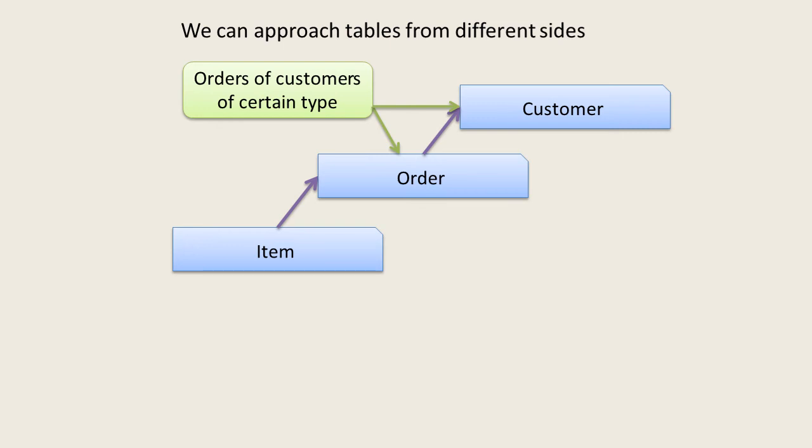Or for example, we need orders of customers of a certain type. For example, we have business customers and we have customers who are private individuals, and we need, let's say, orders of only business customers. In this case, again, we involve two tables: the top level and the middle level. And we start from customer. So we find out what customers of a certain type we have, and then we join the order table with this customer and we perform this query.